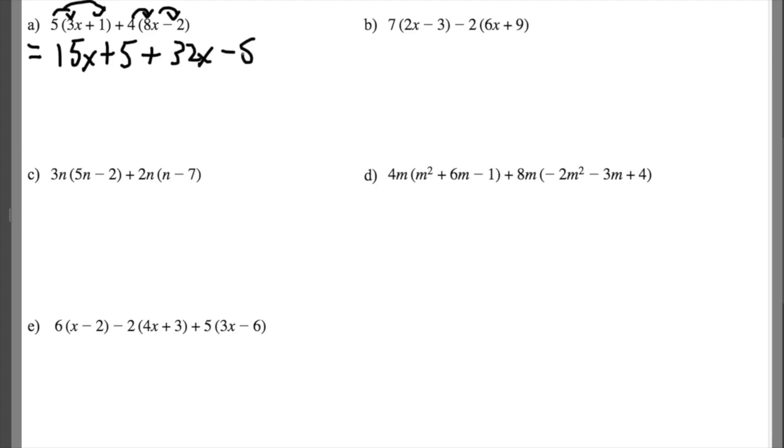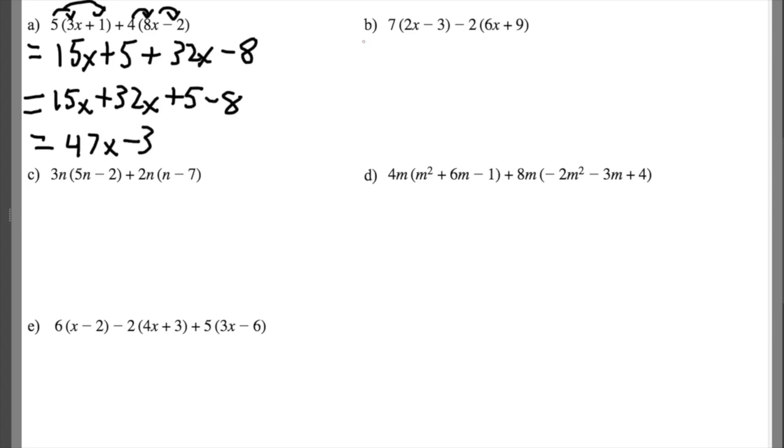So now we collect like terms, and we're going to have 15x plus 32x plus 5 minus 8. So with 15x plus 32x, we're going to get 47x minus 3.